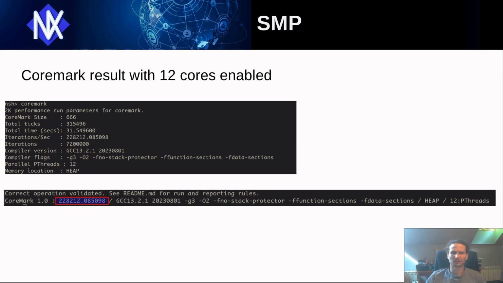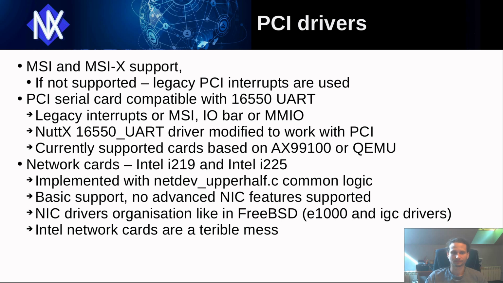Here we can see CoreMark result with 12 cores enabled. Linux also performed better in this test, scoring about 10% better than NuttX. Now let's move on to the important element of every x64 machine, which is PCI.